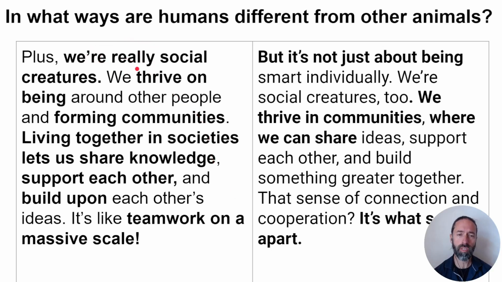Again, these adverbs. Thrive on, thrive on plus ing, showing that you can use this complex grammar. Forming communities, living together in societies. Again, you're using ing here, living together in societies is your subject. Lets us share knowledge. Again, it's more complex grammar than the other example. Build upon each other. It's like teamwork on a massive scale. Again, massive scale. These adjectives and adverbs are again more important than before.